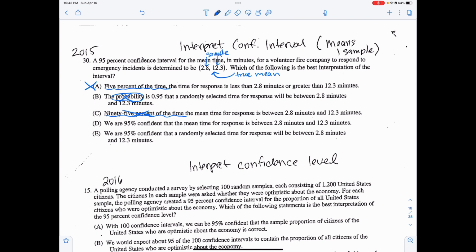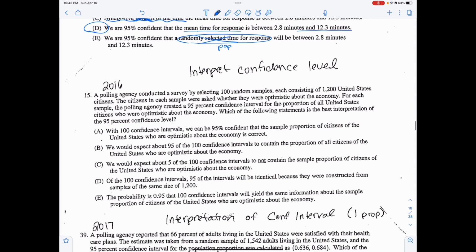So let's look at the difference. It says, we are 95% confident that the mean time for the responses is in the interval. That looks good. Let's look at the difference of why E was wrong. We are 95% confident that the randomly selected time, no, that would be that the population, which is what we have in the one before. And that's what makes D correct.